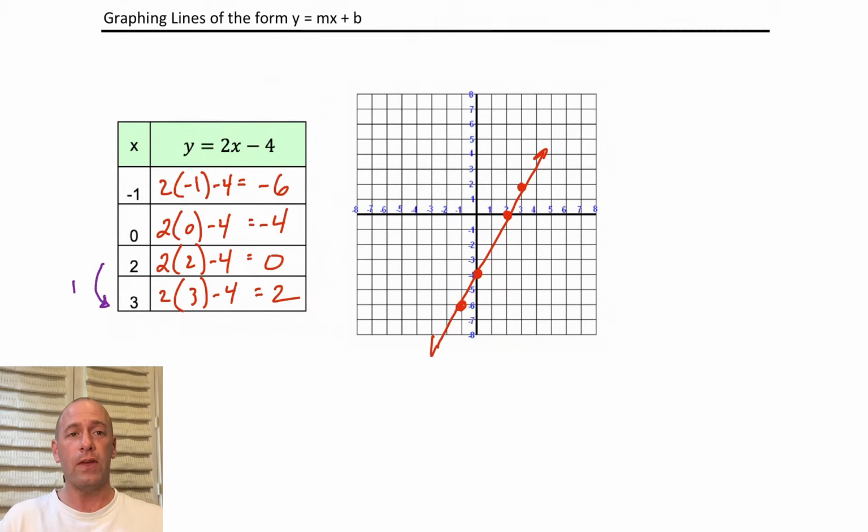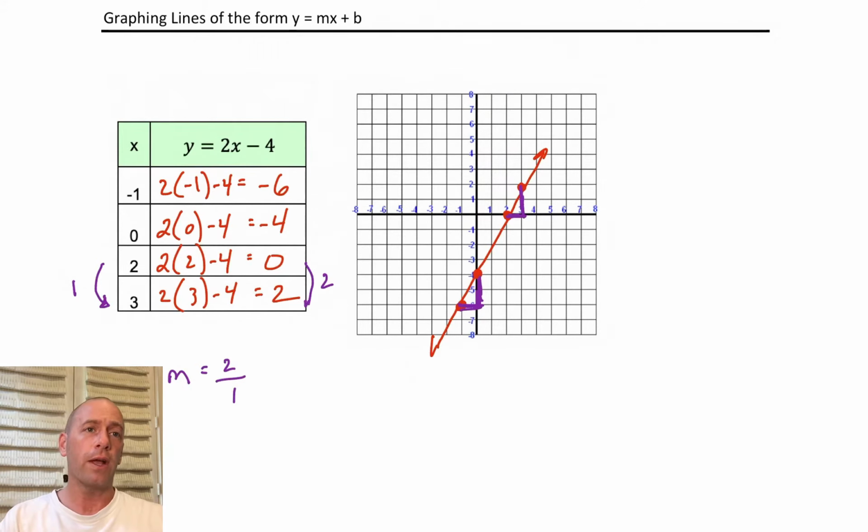So looking at the table, as x increased by 1, y increased by 2. That means my rate of change is 2 over 1. Or every time x increases by 1, y increases by 2. And you can see that on your graph. I go right 1, I move up 2. It doesn't matter which 2 points you pick. That's the ratio. X goes up by 1, y goes up by 2.